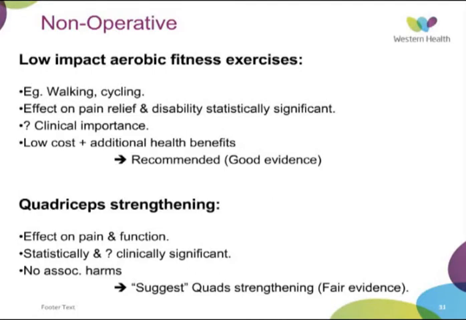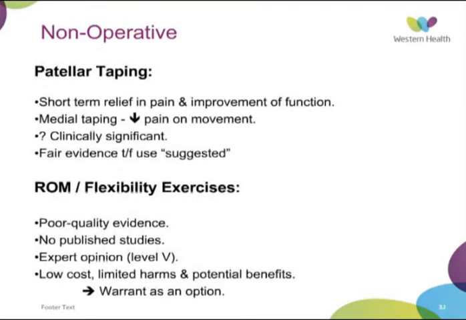Low impact aerobic fitness exercises was also recommended. So they found good evidence with regards to this. For example, walking or cycling. It did have an effect on pain relief and disability. Again, this is a low-cost option, and there's also additional health benefits with this. Quadriceps strengthening did have an effect on pain and function. Statistically significant, clinically they didn't comment on. And again, no associated harm, so they suggested the patients should undergo quads exercises.